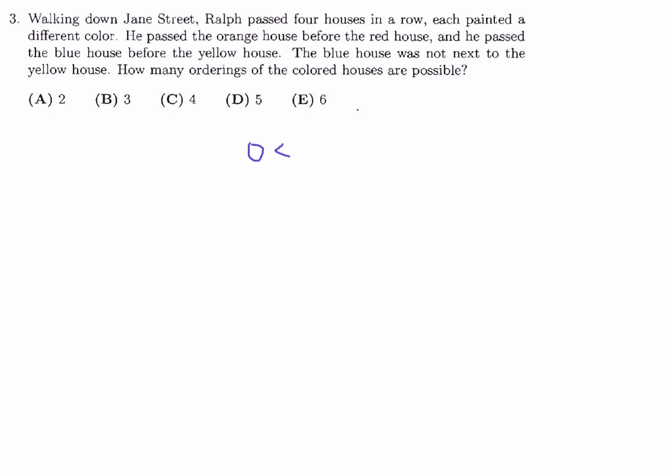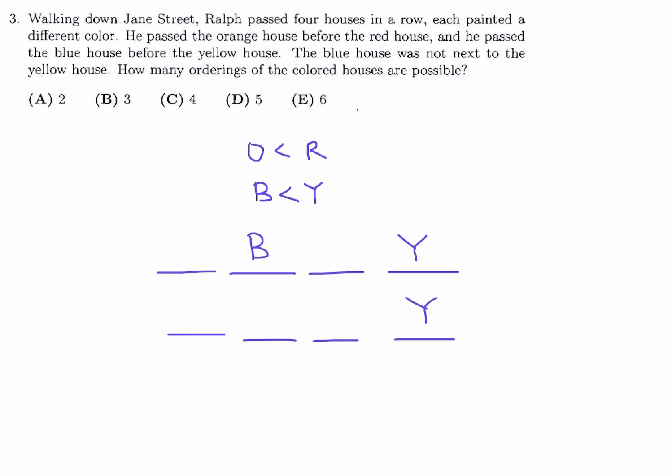O is before R. B is before Y. So if we have 4 houses, let's put Y somewhere first. Now, the blue house is not next to the yellow house, so the blue house cannot go here. But it can go here, so that's one possibility. Another possibility, if the Y house is there, is the blue house can go here.